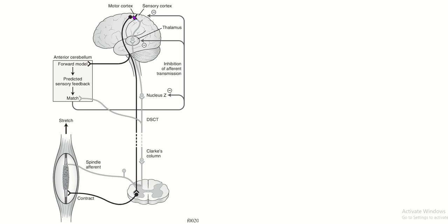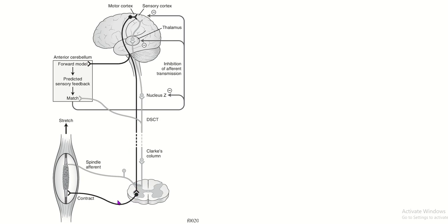This is the upper motor neuron. The axon of the upper motor neuron descends and stimulates the lower motor neuron. The upper motor neuron is present at the cortex. The lower motor neuron is present in the spinal cord, and sometimes it is also present in the motor nuclei of the brainstem. So this particular portion is known as the descending tract.